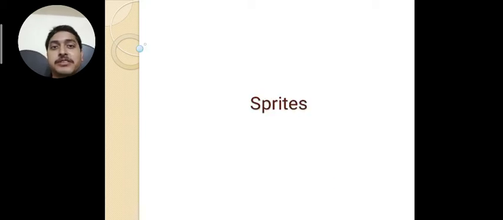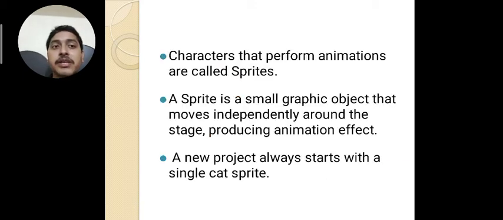Now sprites. Sprites are the characters that perform our animations. Characters that perform animations are called sprites. Another definition of the sprite is a small graphic object that moves independently around the stage, producing an animation effect. Means whatever code we have written in the script area, sprite is there to perform all the actions, all the steps, all the animations. A new project always starts with a single cat sprite. We may change the sprite, but by default a single cat appears.